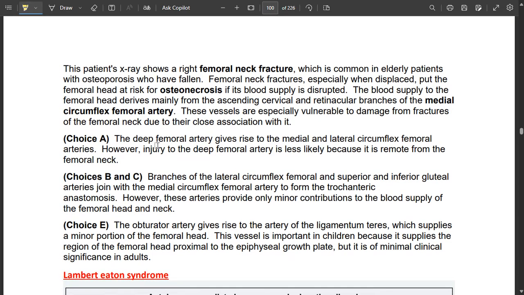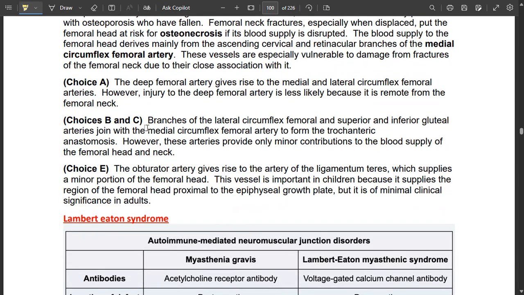The deep femoral artery gives rise to the medial and lateral circumflex femoral arteries. However, injury to the deep femoral artery is less likely because it's remote from the femoral neck. Branches from the lateral circumflex femoral and superior and inferior gluteal arteries join with the medial circumflex femoral artery to form the trochanteric anastomosis. However, these arteries provide only a minor contribution to the blood supply of the femoral head and neck.